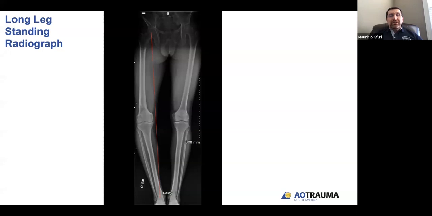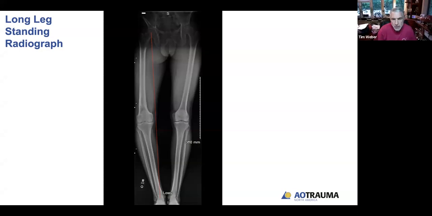Team, when you look at this particular long leg standing X-ray, what else can you pick up? What else is very evident to us besides the varus? It appears as though he's got a little bit of a limb length discrepancy, that he's short on that affected side.